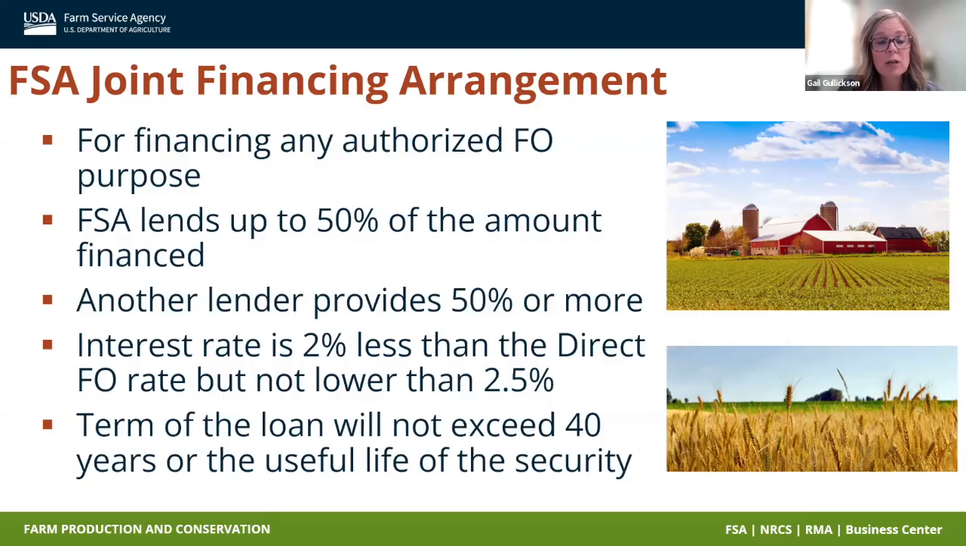A commercial lender, a state program, or the seller of the farm or ranch being purchased provides the balance of the loan funds with or without an FSA guarantee. And the interest rate will be our direct farm ownership rate minus 2%. So it's a little bit lower for the special program, but not lower than 2.5%.